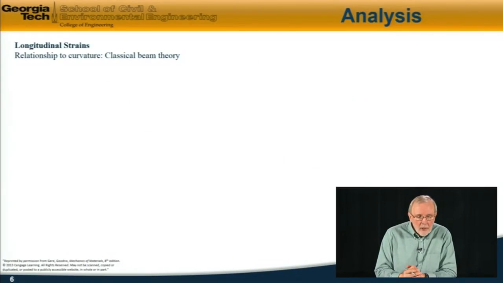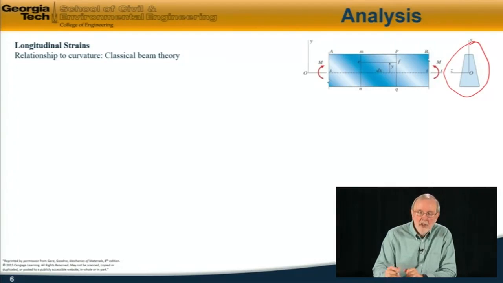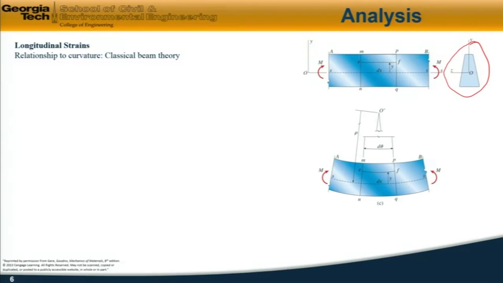Now, to find the longitudinal strains, in other words, the relationship to the curvature, we're going to apply what's called classical beam theory, which starts like this. So I'll assume that I have a beam which has some arbitrary cross-section like this, and frontal view as shown here. And I'll assume that after bending, it's deflected something like that, where my assumption of the direction of the bending moment follows my positive sign convention as shown.